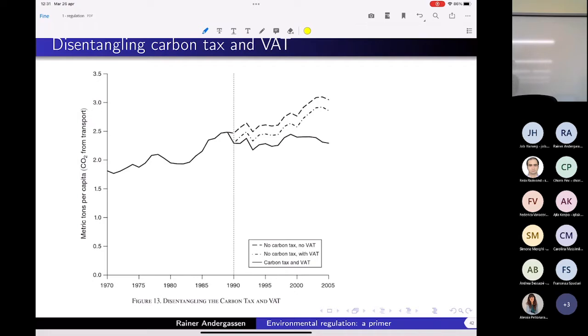This is just the final picture I would like to display. Here you see the three. Most likely you can't see, but the dashed line is the counterfactual, and then you have the no carbon tax but value added, which is the dash-dotted line here, and then you have the continuous line, which is Sweden, that is the value added and the carbon tax. So this is how they disentangle the three. Is it clear?